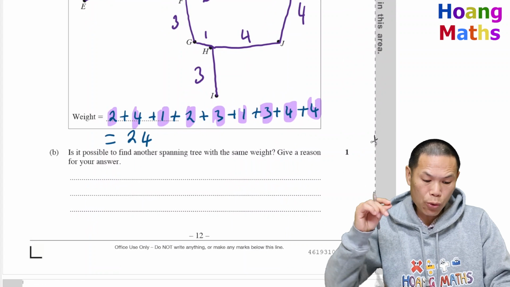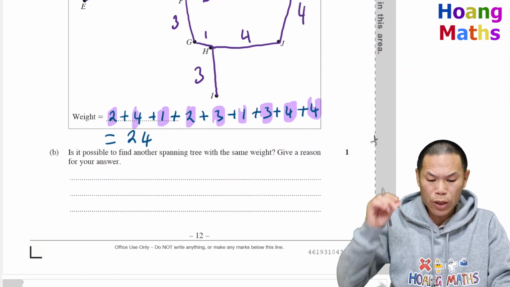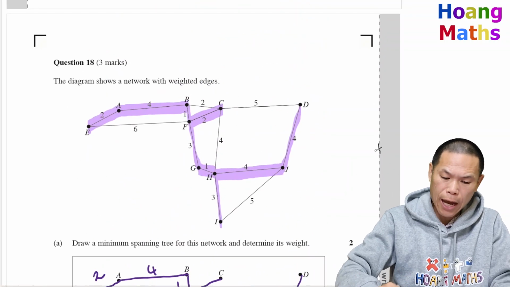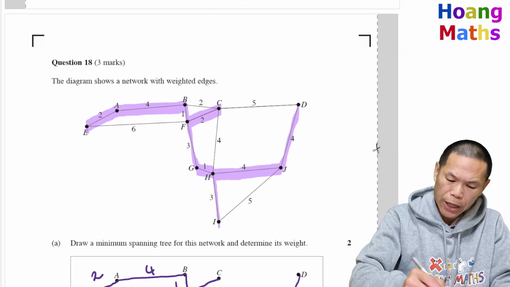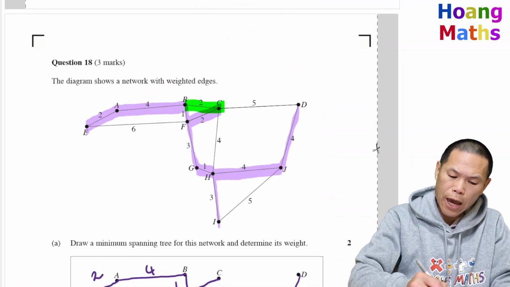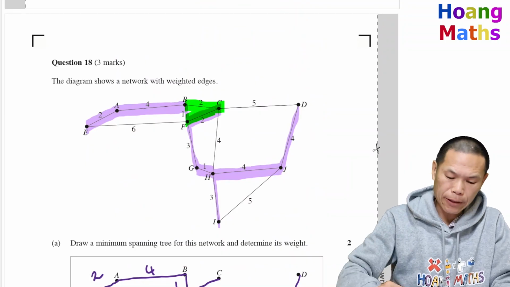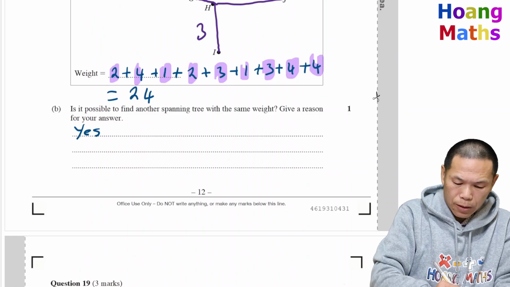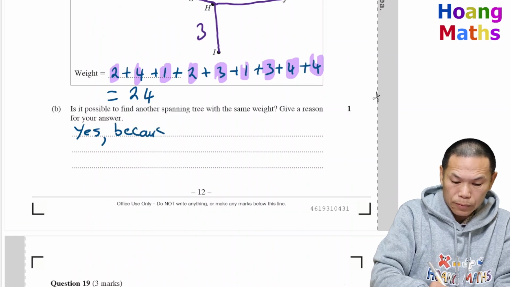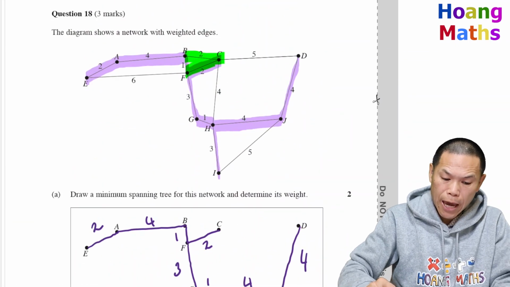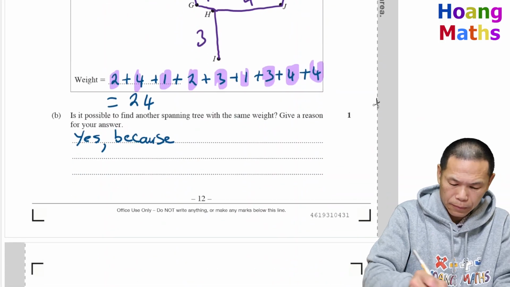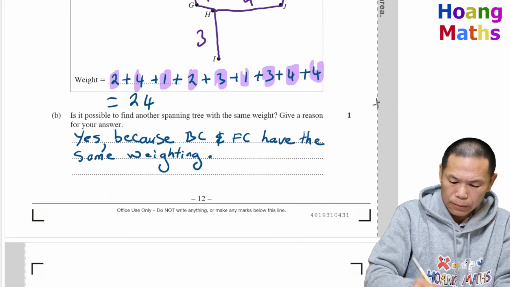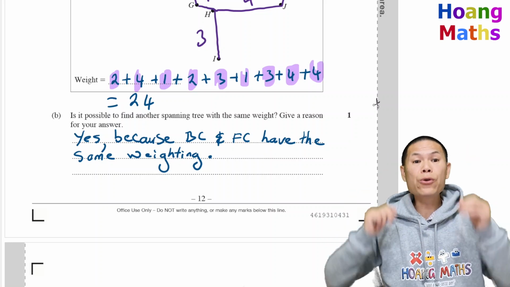Is it possible to find another spanning tree with the same weight? So yes, remember that. We can either go H to C or F to C because they have the same weighting. So therefore we say yes, because BC and FC. There you go.